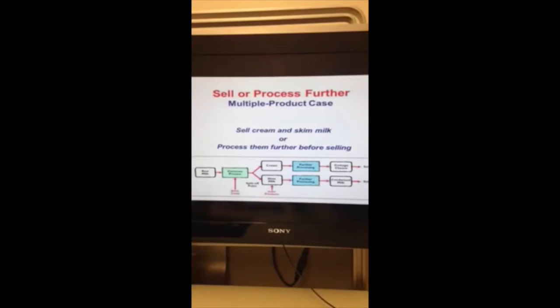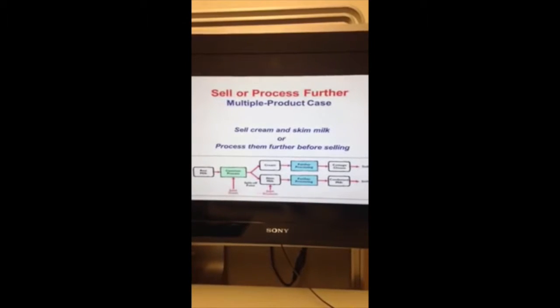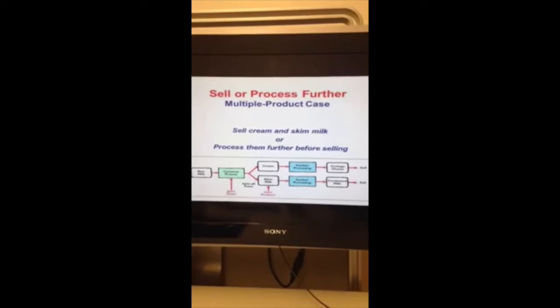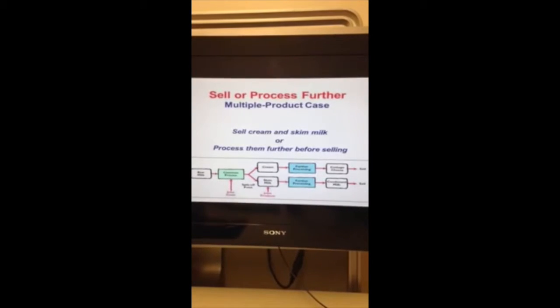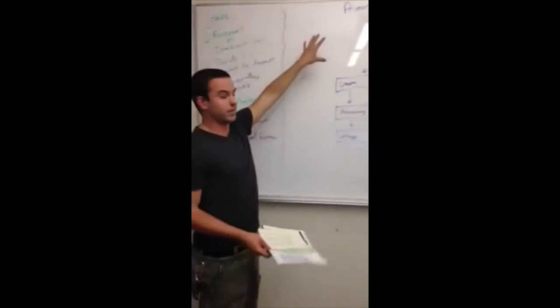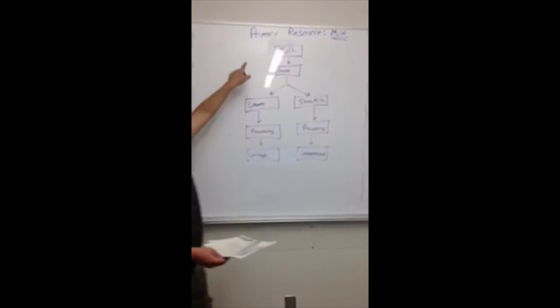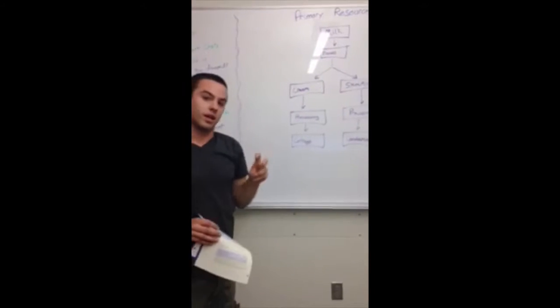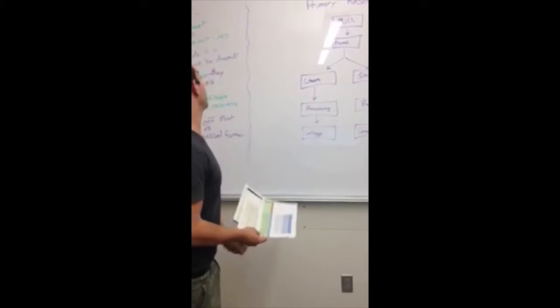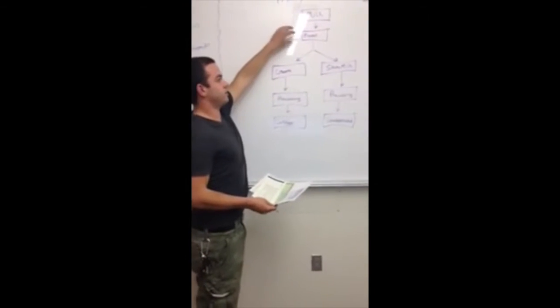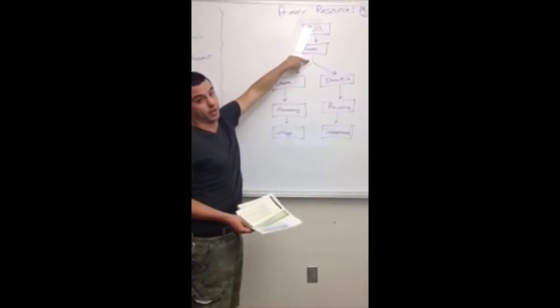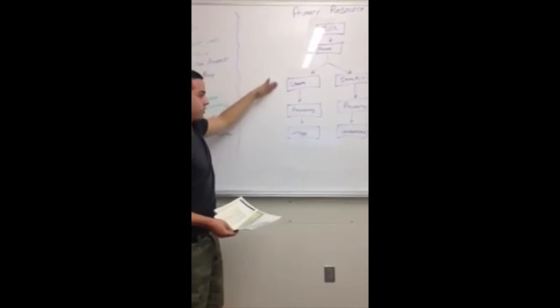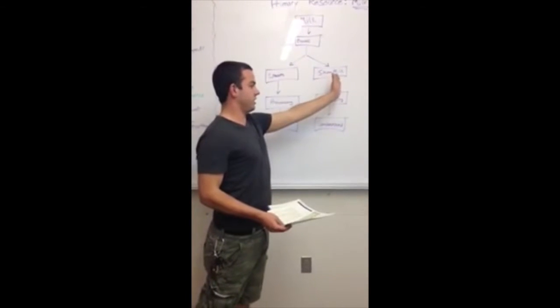We now have examples of a multiple product case for sell or process further. It would be whether we would sell cream and skim milk or process them further before selling. Here is a little diagram with our primary resource, milk, and all the different lines a corporation can process it into. First we have milk, and then it must be processed, and then this right here is called the split-off point, where it can be turned into either cream or cottage cheese.